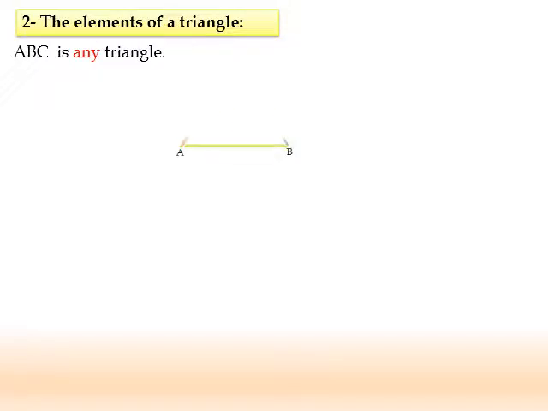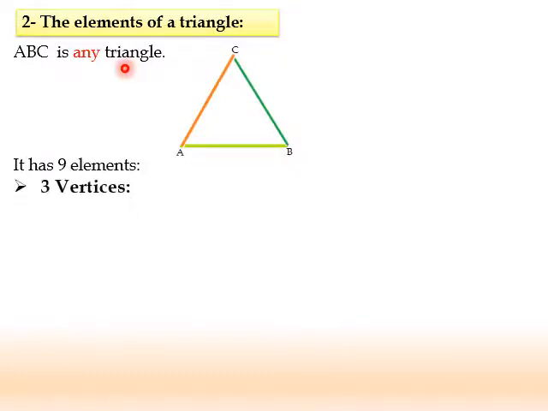What are the elements of a triangle? Let's take into consideration this one, A, B, C. As we said, a triangle is formed of three angles. It has three angles, three vertices, and three sides. It has 9 elements: three vertices, three angles, and three sides. What are the vertices? The vertex is the point of intersection of two sides. For example, here we have point A, point B, and point C. Vertex C is the intersection of two sides, AC and BC. Okay?